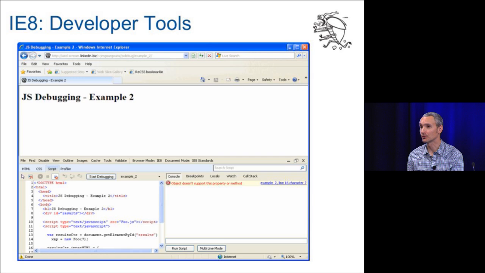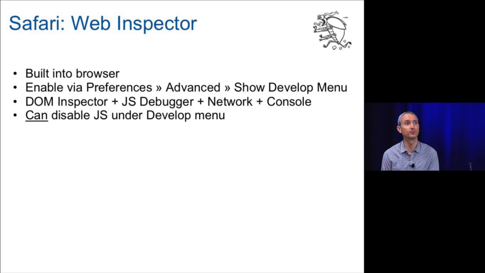Safari also has tools built into the browser. They're simple to set up. You just go into Preferences, click Advanced, click Show Develop Menu. You get a full DOM inspector, a JS debugger. You get a network panel and a full JavaScript console. And again, you can disable JavaScript under the developer menu, so that's handy.